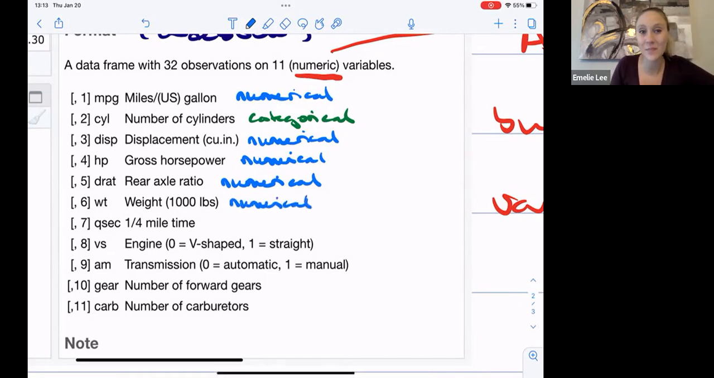Quarter mile time, time should be numerical, although it's kind of a special unit. Engine, 0 means it's V-shaped, 1 means it's a straight engine. I don't know anything about engines, and that doesn't really matter.